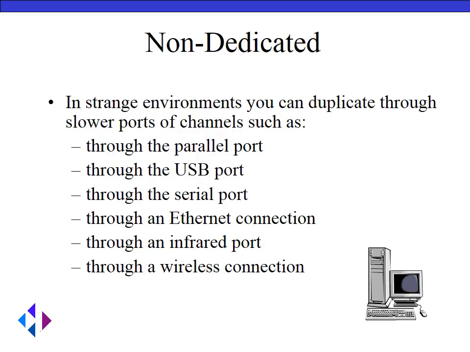In strange environments, you can duplicate through slower ports or channels, such as the parallel port, the USB port, serial port, an Ethernet connection, an infrared port, or a wireless connection. An example would be the modern-day servers. Most do not have any ports on them except for the Ethernet connection, and it is usually multiple Ethernet connections in the rear. You could, off one of those free Ethernet connections, attach a network-attached storage device, and then, running your duplication software, make the image files go to that network-attached storage device.